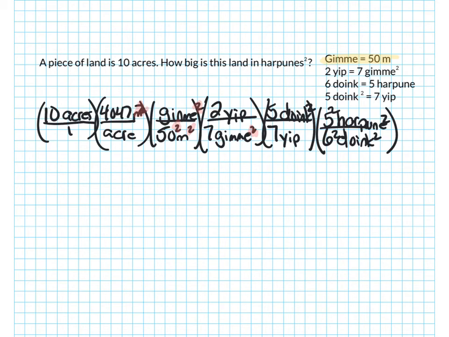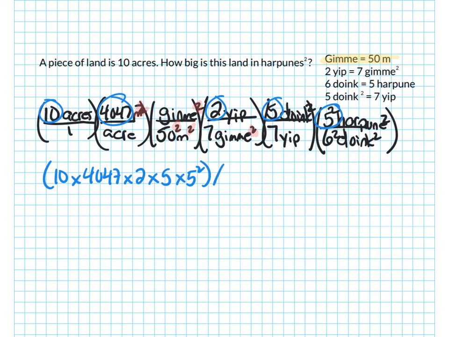Now mathematically, how am I going to put this into my calculator or Desmos or whatever I'm using? So let's take a look at what we're going to do. Let's put everything in the numerator. So that's going to be 10 times 4,047 times 2 times 5 times 5 squared. So that's numerator, numerator, numerator, numerator, numerator.